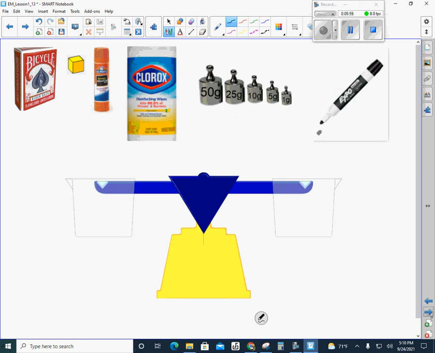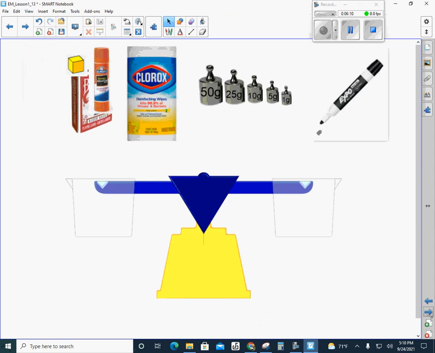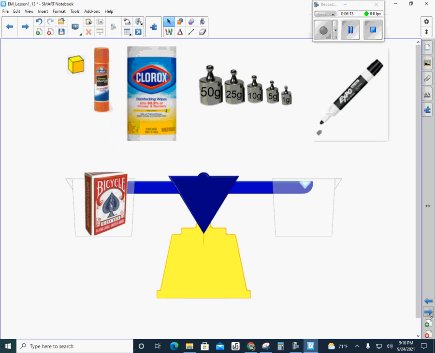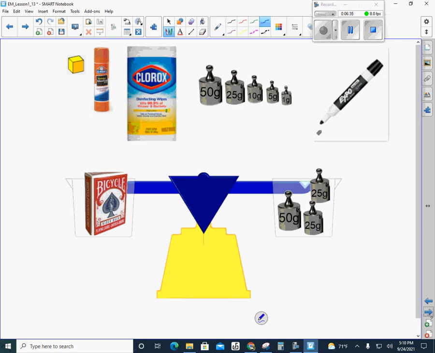What I really want you to start developing is some benchmark objects, okay? So, for example, if I put a deck of cards into my pan balance and I start putting in weights so that it balances out, maybe I put in a 50-gram weight and that didn't balance it out. Then I put in a 25-gram weight and that didn't balance it out. Then I put in another 25-gram weight, and now it about balanced out. This is about equal. So now I know that my deck of cards weighs 50 plus 25 plus 25, which adds up to 100 grams. So now I know that my deck of cards weighs 100 grams.